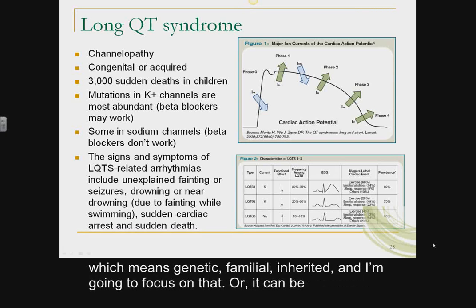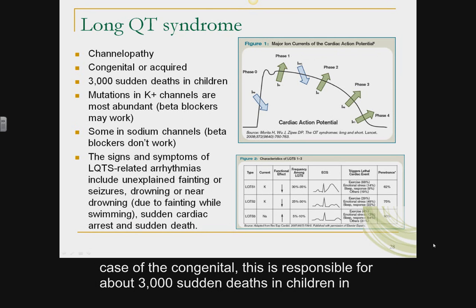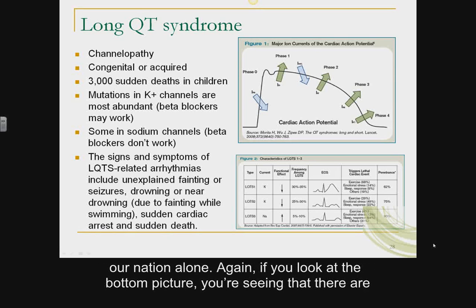Again, if you look at the bottom picture, you're seeing that there are many different voltage-gated channels that can be affected. What I'd like you to focus on is just the column that says, triggers lethal cardiac event. Notice that we read exercise, emotional stress, sleep response, and then others. And that sleep response is basically arising from sleep.